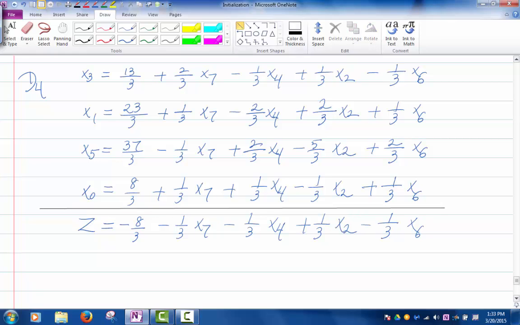Once again, what's the entering? Well, all the coefficients are negative except for one of them, so that's pretty easy to detect. Okay, once again, what's the leaving?